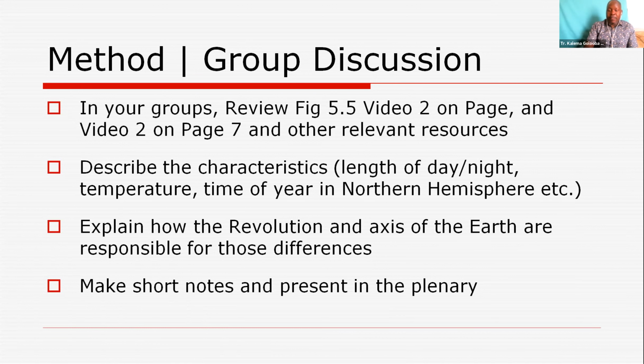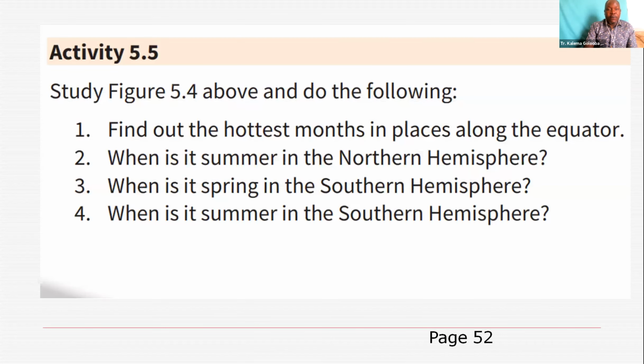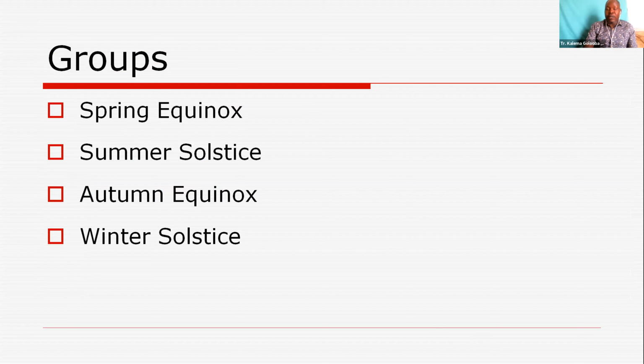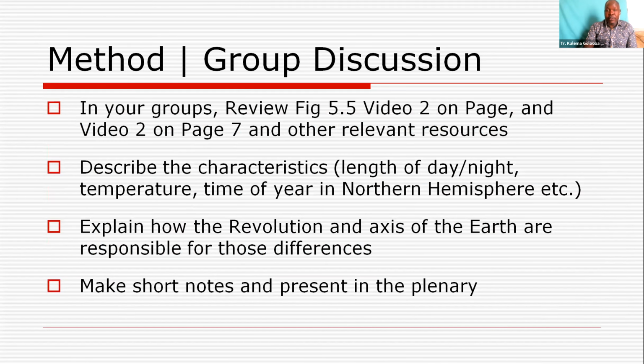And then I need you to describe characteristics of the identified area. I'll give you an area, each of you. There will be a group that will talk about spring equinox, summer solstice, autumn equinox, and winter solstice. Those are the groups I'm creating, the breakout rooms. So I'll need you to review, to describe the characteristics. What is the length of the day and night? What is the temperature? At what time of year does it happen in the northern hemisphere, in the southern hemisphere? So I'll need you to look at those things.